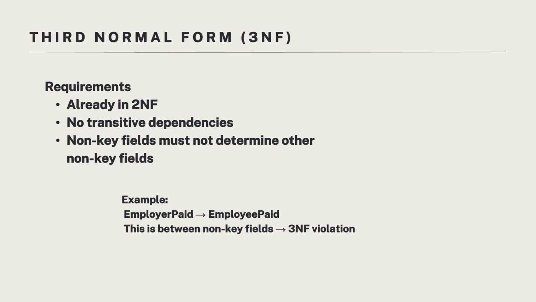Finally, 3NF. A table is in 3NF if it's in 2NF and there are no transitive dependencies. That means non-key fields must not depend on other non-key fields. For example, employee pay depends on employee grade. That's a dependency between two non-key fields, so we must split the table. 3NF focuses on removing these indirect relationships so that the table contains only facts that depend on the primary key.